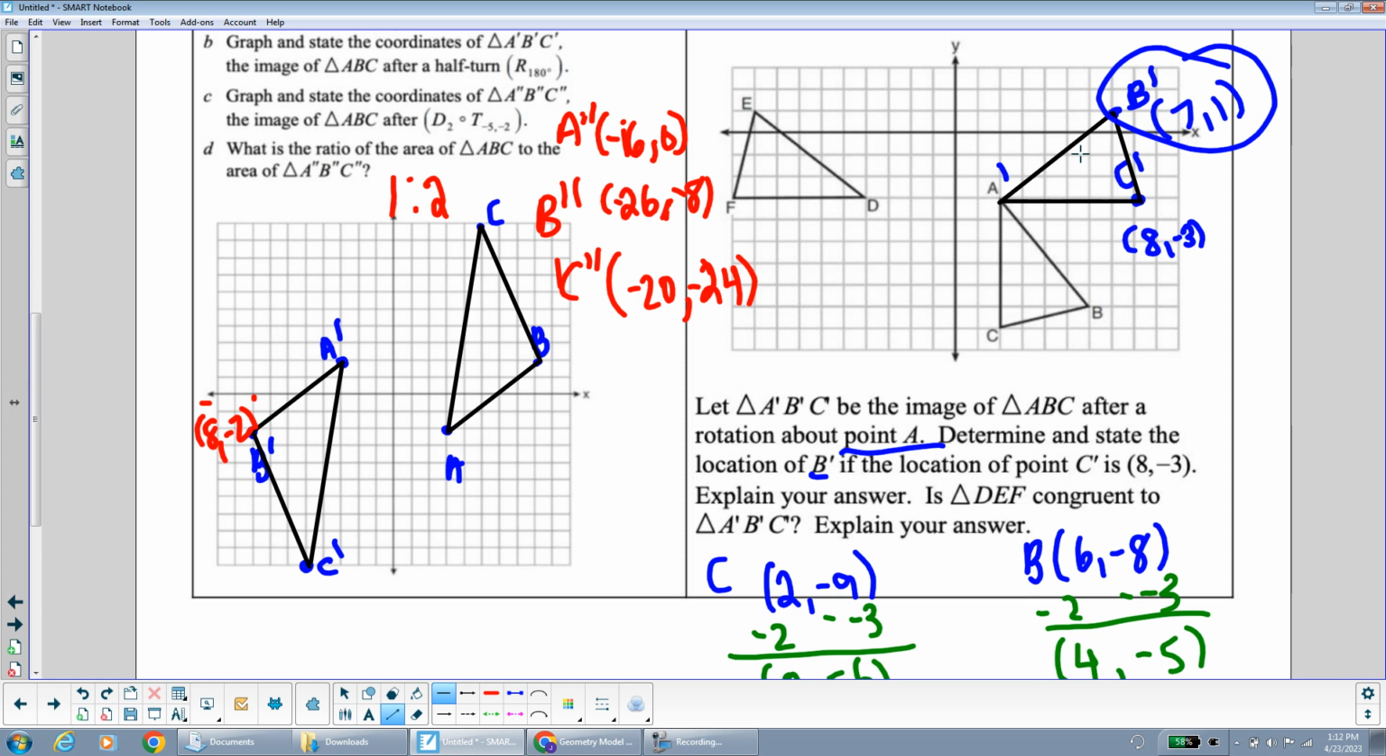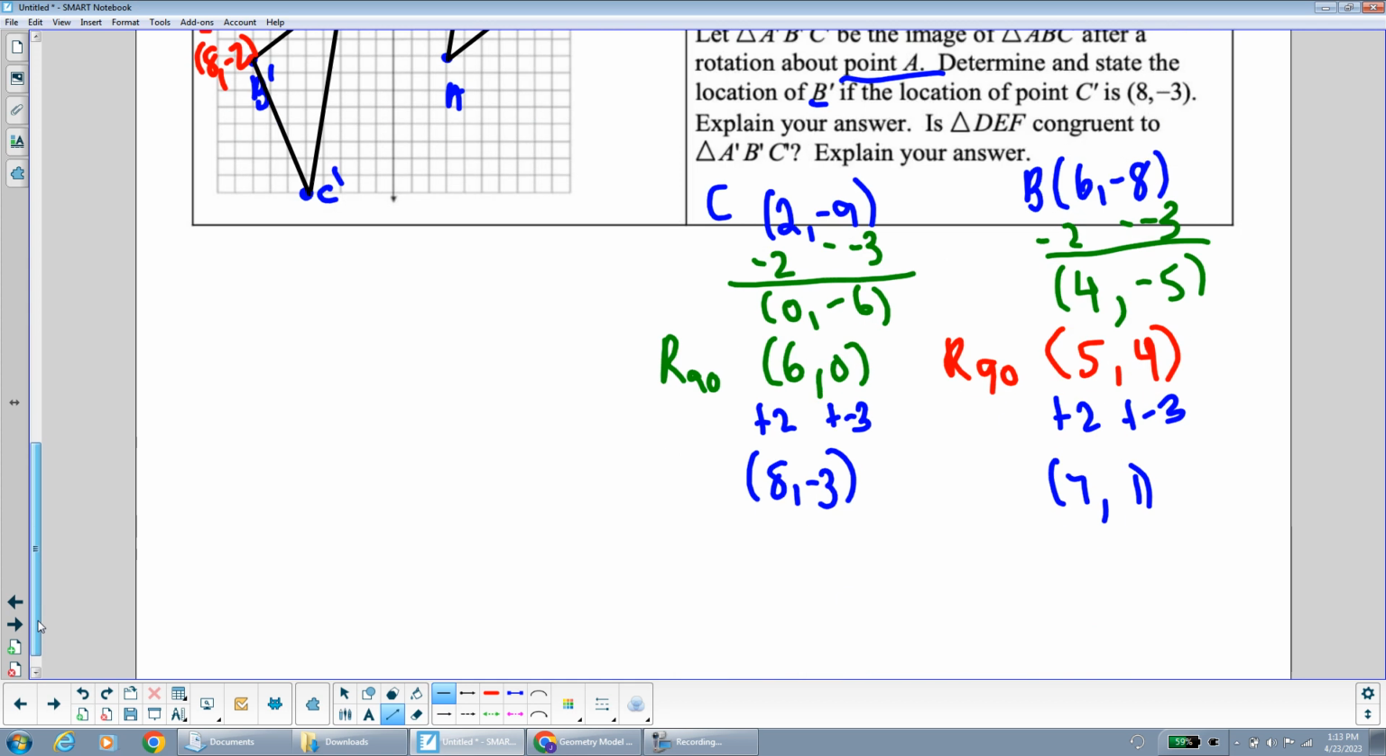Yes. To get from here to here, let's see what happens. So A is matching up to D. E is matching up to B prime. And F is matching up to C prime. It looks like a reflection happened from here to here. And reflections are rigid motions. They keep the sides the same length and the angle measurements the same. So since reflections are rigid motions, they will be congruent at the end. So that's the answer to part 2.